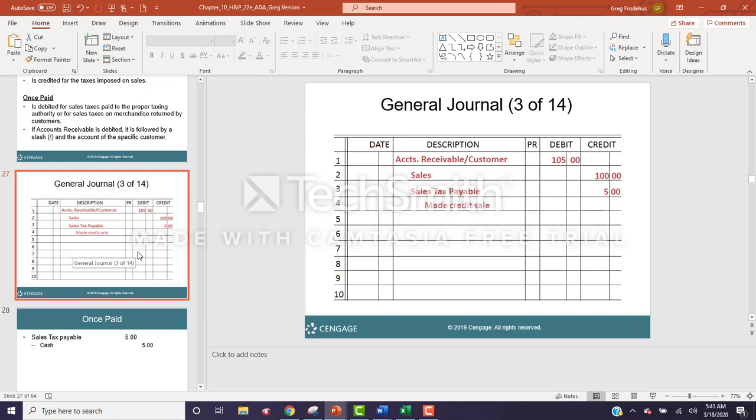So our journal entry is very similar to what we had earlier. We have accounts receivable, we have a customer. Again, make sure you put the customer name, company name, whatever that is, because once we put these on the ledger, you're going to need to be able to distinguish which customer is which on your ledgers.